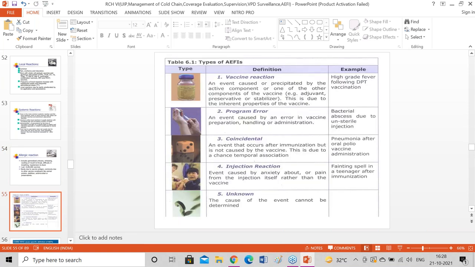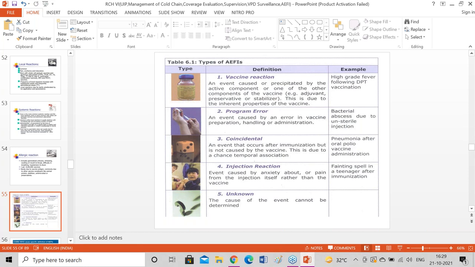So these AEFIs have been classified into five different types. One is the vaccine reaction, an event which is caused by the active component of the vaccine, either the vaccine or any component of the vaccine. Any reaction that occurs is known as a vaccine reaction. This is due to the inherent property of the vaccine. Then we have AEFI due to program error, where we have an error in vaccine preparation, handling, or administration.